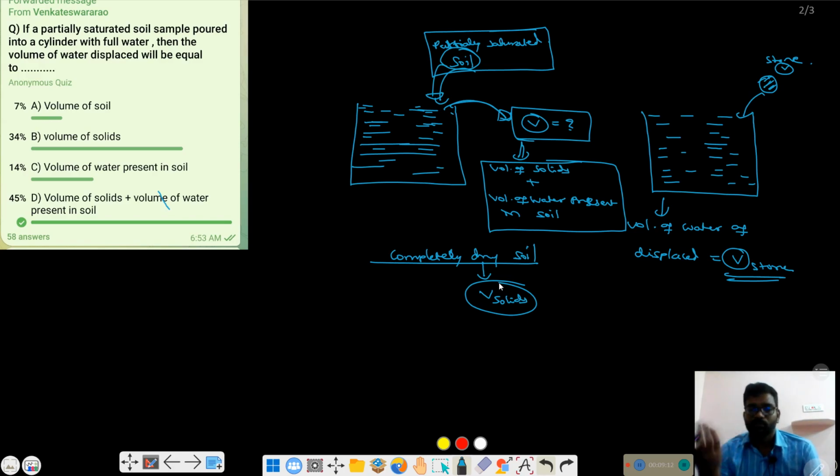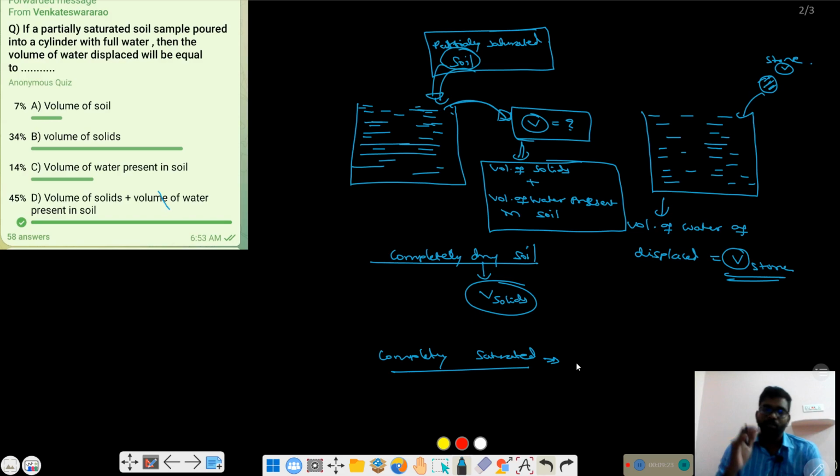अगर it is completely saturated soil, अगर he has mentioned the soil is completely saturated का मतलब क्या होगा, the voids are completely filled with water, मतलब there is no air present in the soil, then the volume of water displaced will be equals to volume of soil. ठीक है, ये तीन तरफ का क्वेश्चन है. पहला, अगर ड्राई सॉइल है देन द वॉल्यूम ऑफ वाटर डिस्प्लेस्ड विल बी इक्वल टू वॉल्यूम ऑफ सॉलिड्स. अगर completely saturated, then the volume of water displaced will be equals to volume of soil.